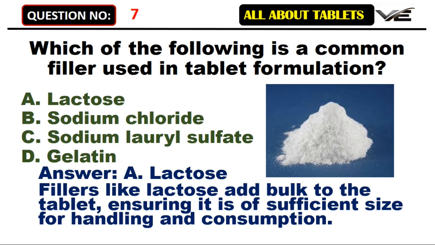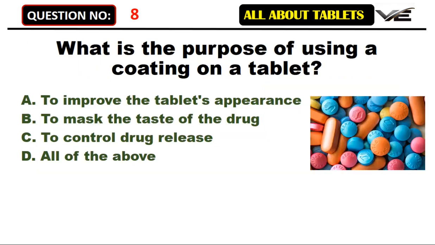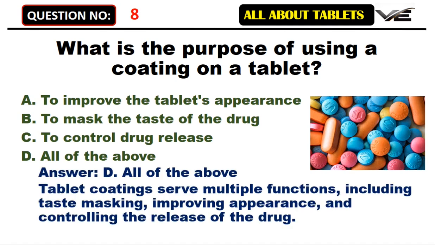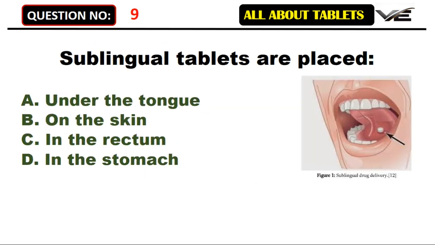and consumption. What is the purpose of using a coating on a tablet? A. To improve the tablet's appearance. B. To mask the taste of the drug. C. To control drug release. D. All of the above. Answer. D. All of the above. Tablet coatings serve multiple functions, including taste masking, improving appearance, and controlling the release of the drug.